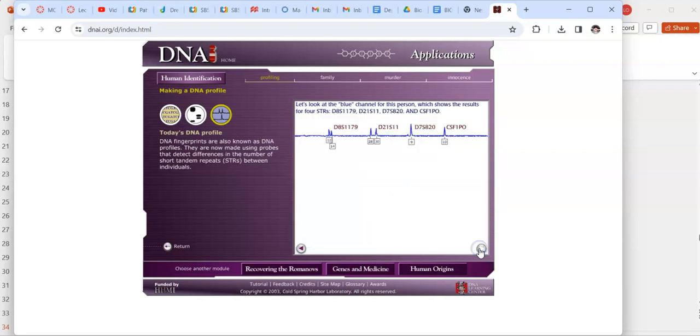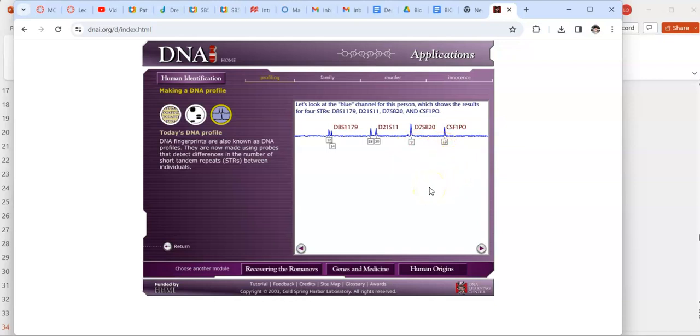So in this case, we could say, okay, this person here is a 12-14. That's because they have 12 repeats in one chromosome and 14 in the other. This person's 28-30 at this loci because they have 28 repeats and 30. They're homozygous at this loci. They both have 9 in both of their chromosomes. And then again here at 10.